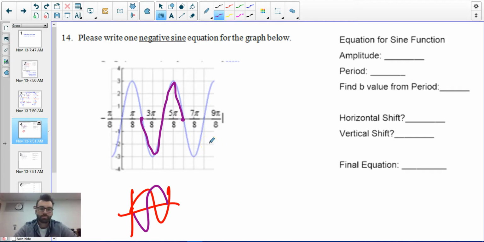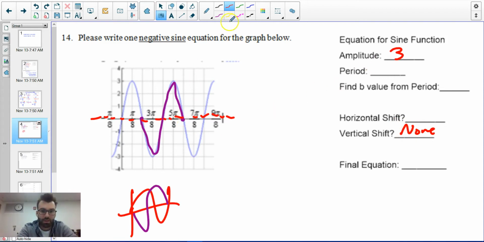First thing I want to determine is my midline. If I go from -3 to 3, I travel 6 units. That means my amplitude has to be 3. Next thing I want to think about is, knowing that my midline is 0, there was not a vertical shift. There's none.